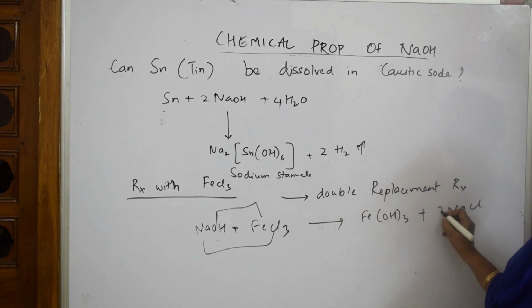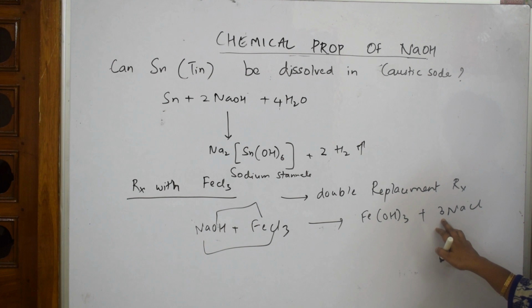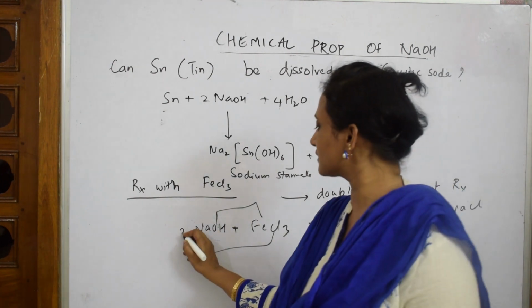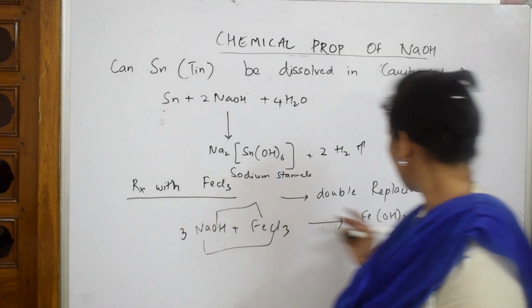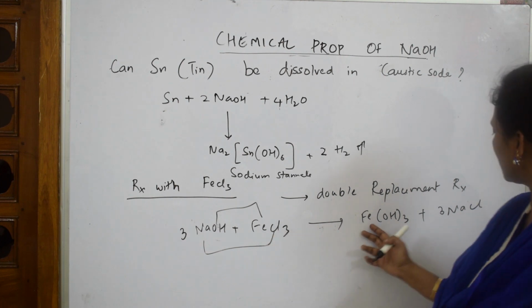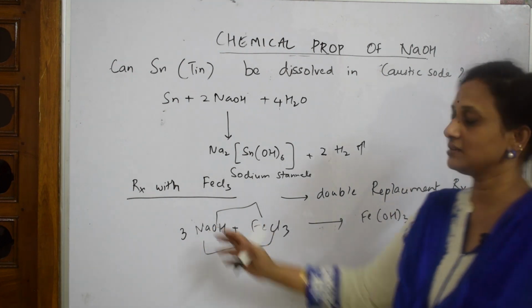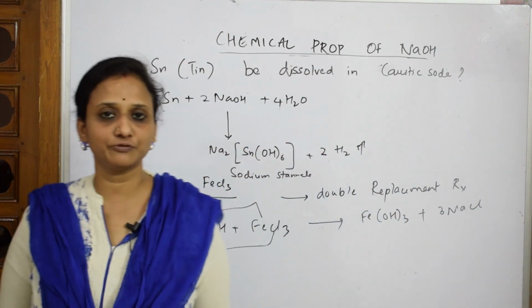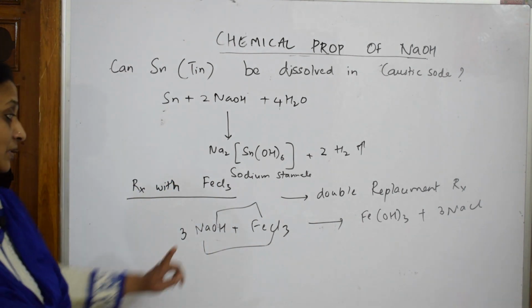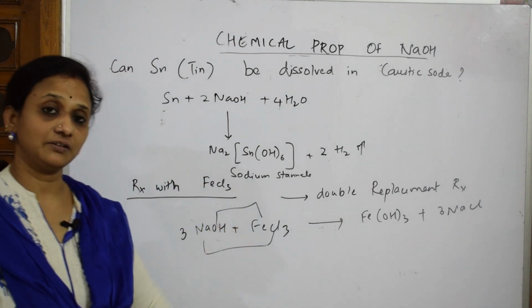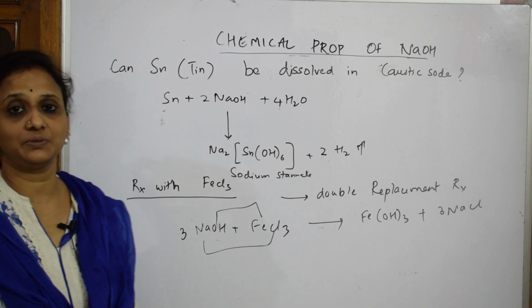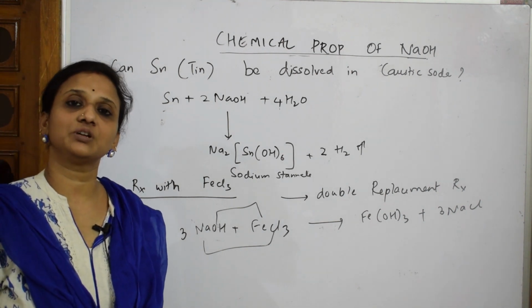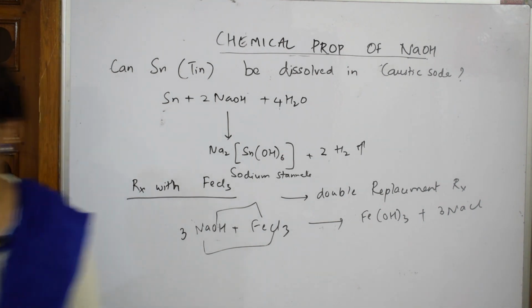So 3 chlorines, I'm making this 3. Here I have 3 sodiums, I'm making this 3. Now the hydroxyl group is 3, already 3. Fe is 1, NaCl is 3. So this is the balanced equation for the reaction between ferric chloride and sodium hydroxide. Very important, sodium stannate. Please memorize it. Practice it more number of times. You will get the reaction.